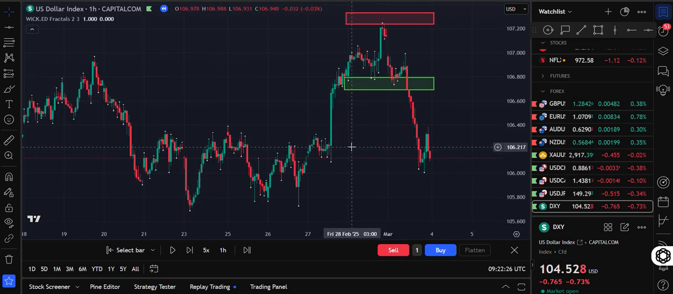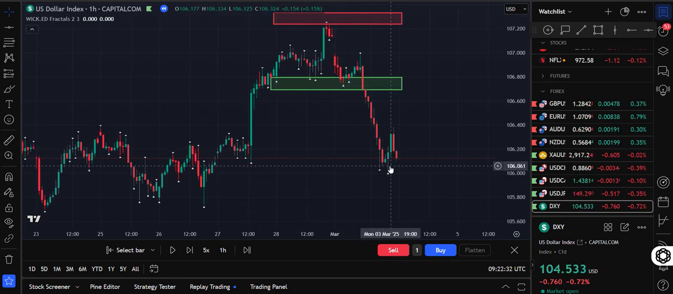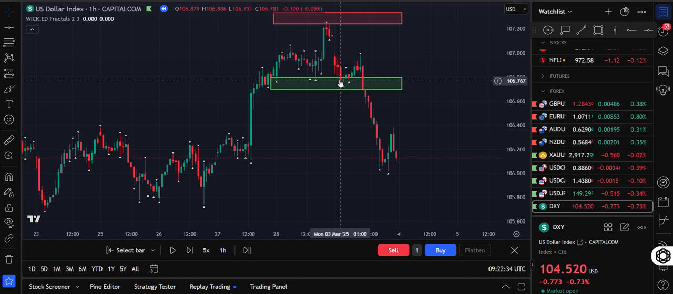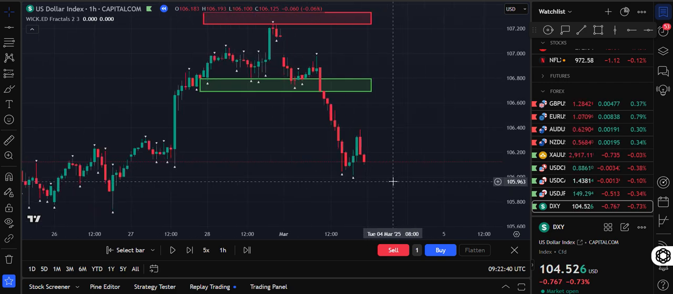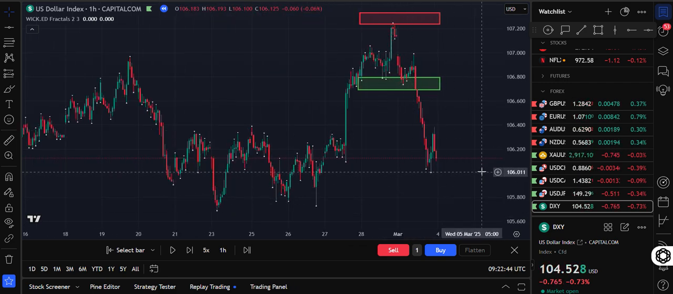Anyway, following on from this, I will do Monday on each pair, then I'll follow on to Tuesday, and then we'll be caught up for Wednesday, which is today. It's 9:22 a.m. now in the UK. As you can see here, we have found this support around this 106 level.